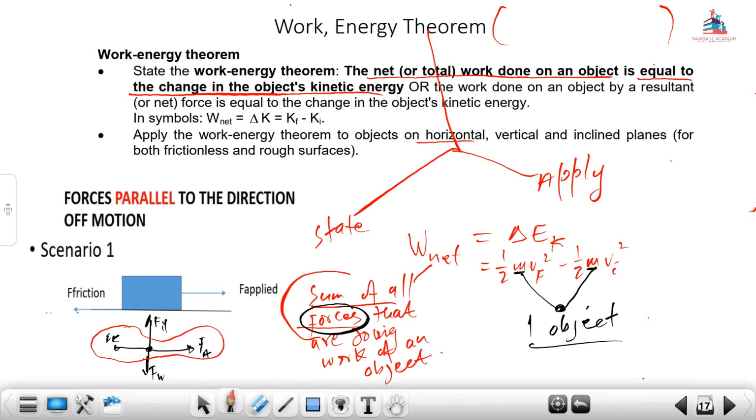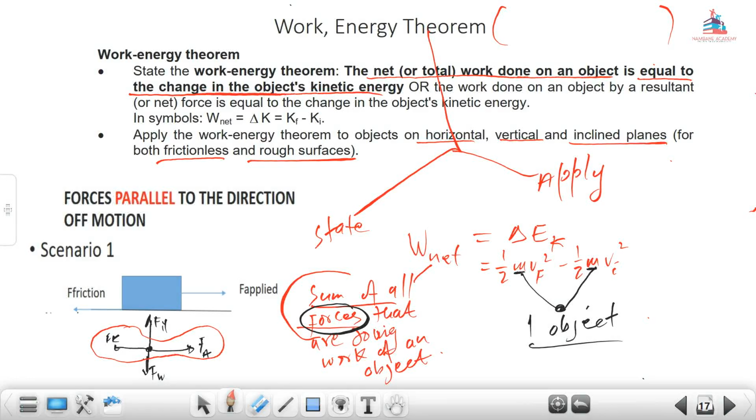We are also expected to apply it to objects that are horizontal, vertical, and on inclined planes, for both frictionless as well as rough surfaces. Once we have a frictionless surface, we can apply conservation of mechanical energy. So this is all about the work energy theorem: state and apply. Conservation of mechanical energy: state and apply. If we are able to state, we should be able to apply.